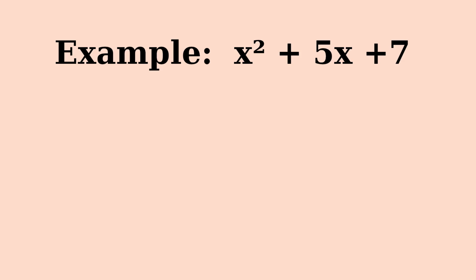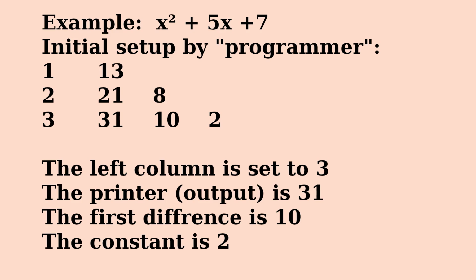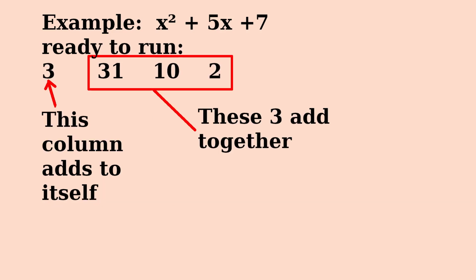Here is an example using x squared plus 5x plus 7. The function is calculated for the first values and differences. The first column adds 1 to itself to form the x value of the table. The rest of the columns hold the differences. Here the machine is ready to run.